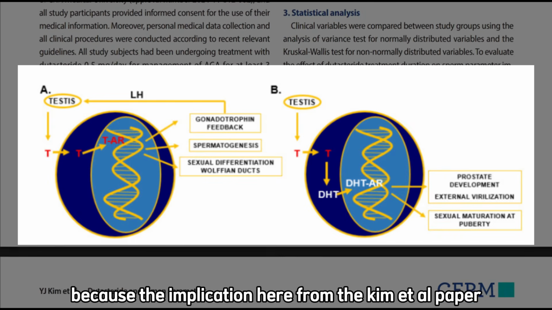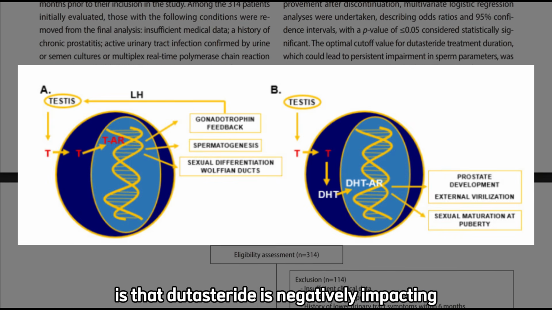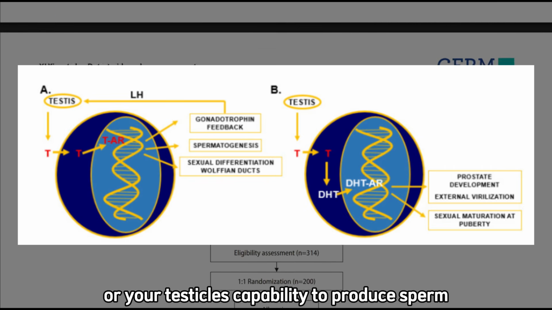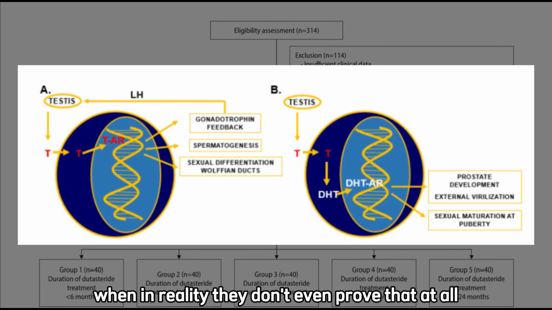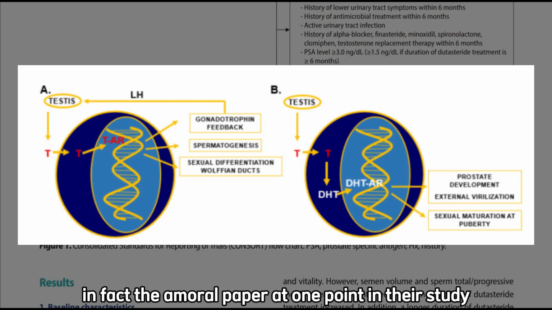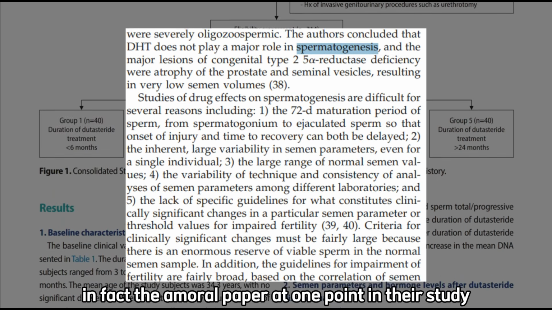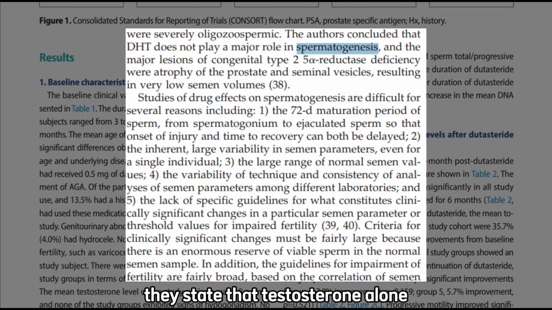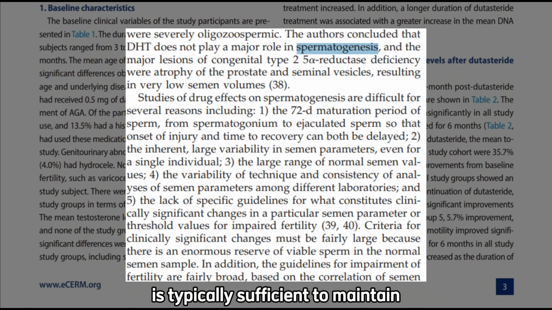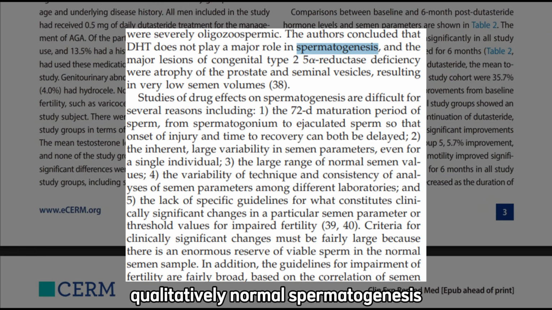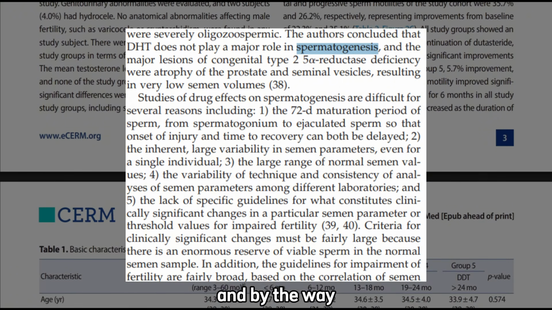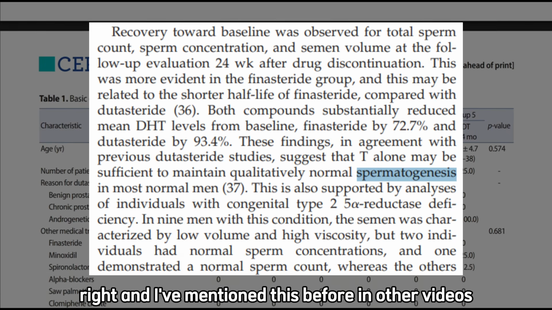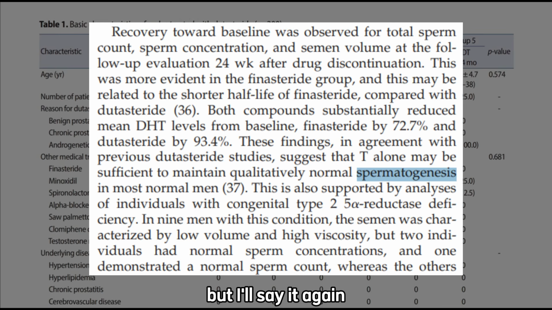Because the implication here from the Kim et al. paper is that dutasteride is negatively impacting spermatogenesis, or your testicles' capability to produce sperm, when in reality, they don't even prove that at all. In fact, the Amory et al. paper, at one point in their study, said that spermatogenesis isn't really being impacted. They state that testosterone alone is typically sufficient to maintain qualitatively normal spermatogenesis. And by the way, they reference other bits of literature too to back up this sort of claim, right? And I've mentioned this before in other videos, but I'll say it again.